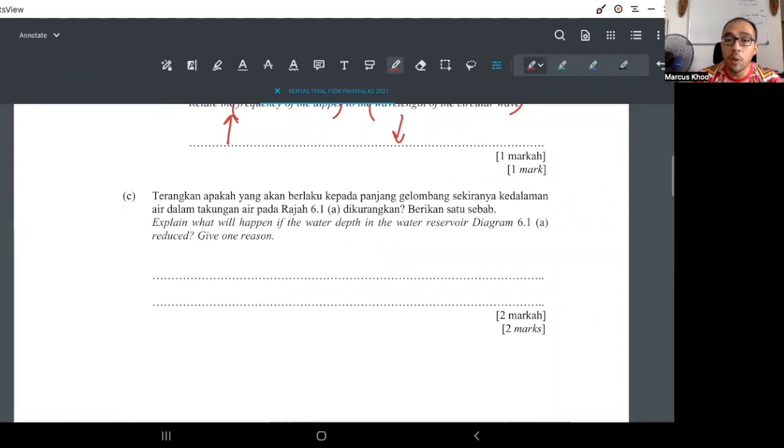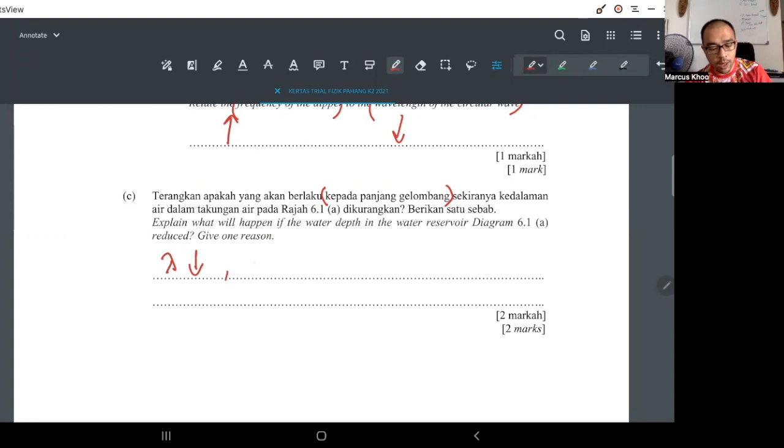Explain what will happen if the water depth in the water reservoir in 6.1a will reduce. Okay, if you reduce the depth of the water, what happens... Oh, what will happen to what? Sorry, we have to look at the BM1. The BM1 says, explain what happens to the wavelength. It's not written in the English one. What happens to the wavelength if you reduce the depth of the water? The wavelength will decrease.